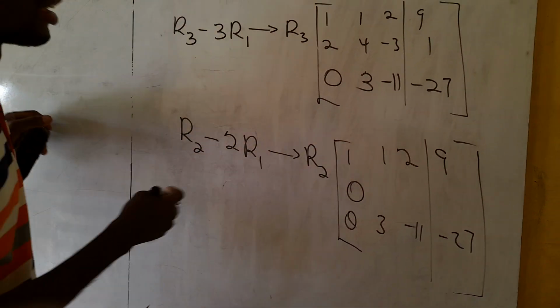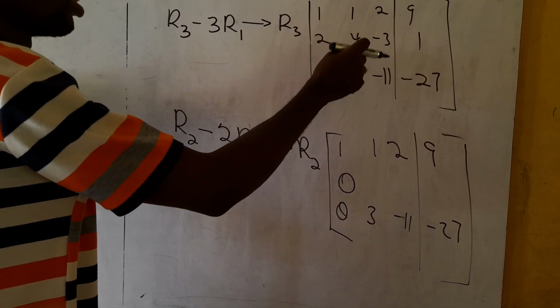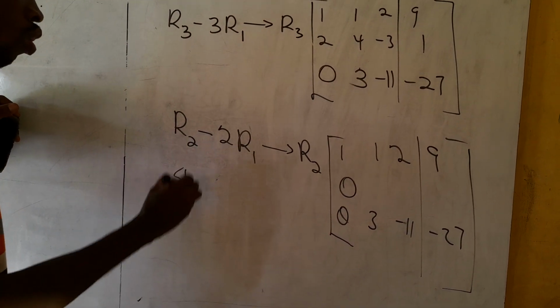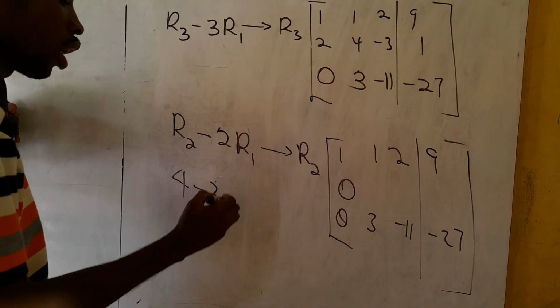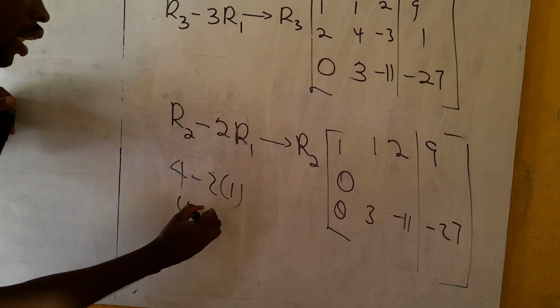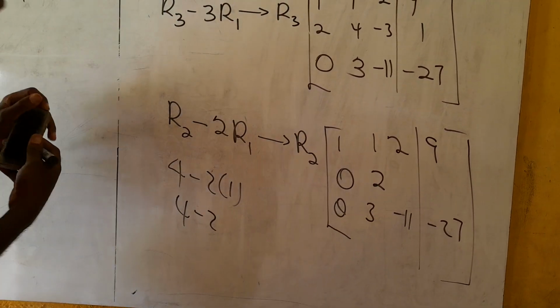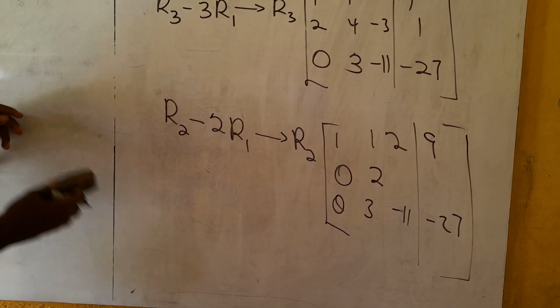The next thing is this. So this and this. What's our R2 here? It is 4. Minus 2 times, what's our R1? It is 1. 4 minus 2 will be 2. So I'll write 2 there. Please take your time and do it well.